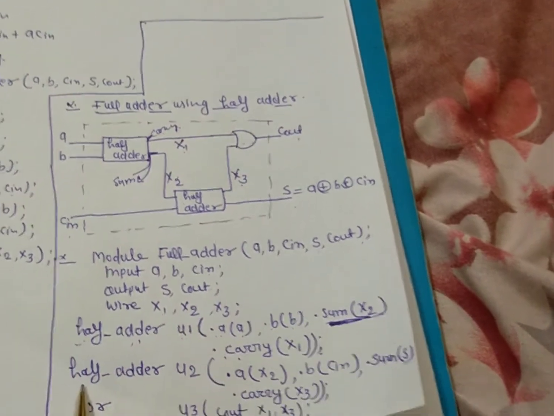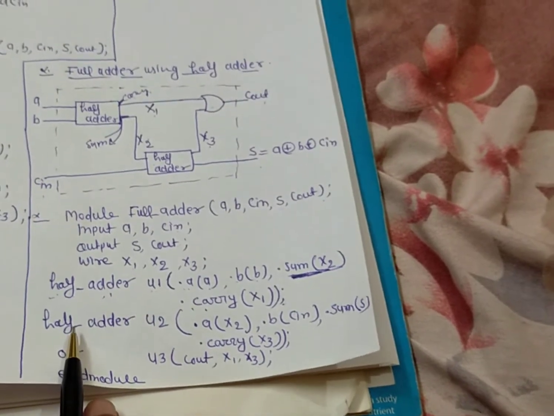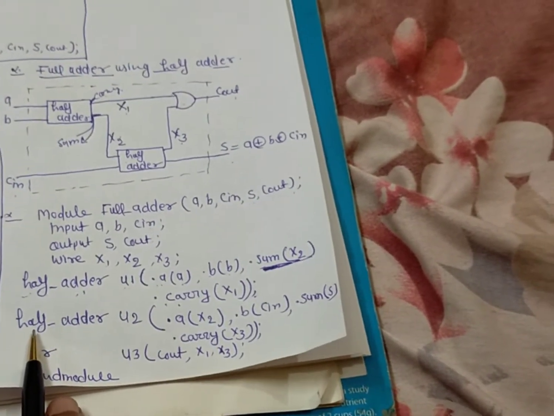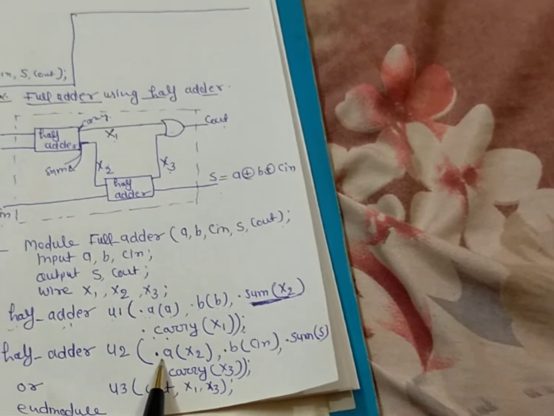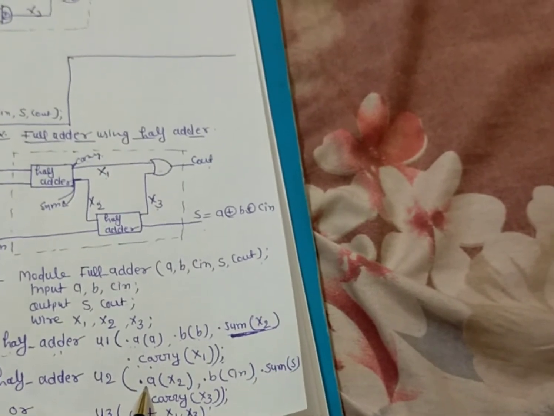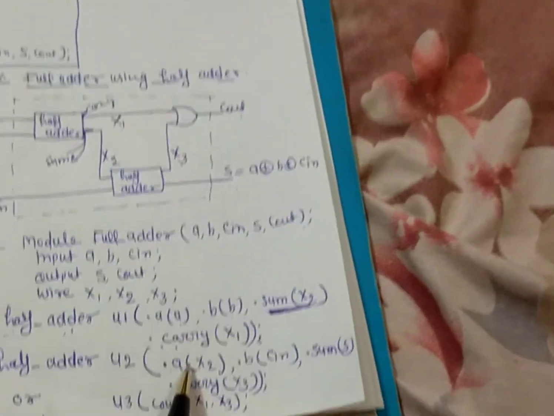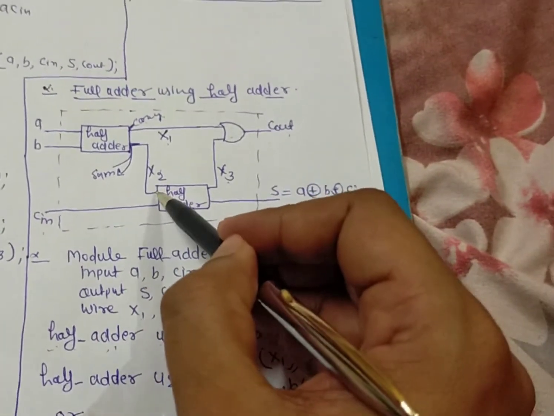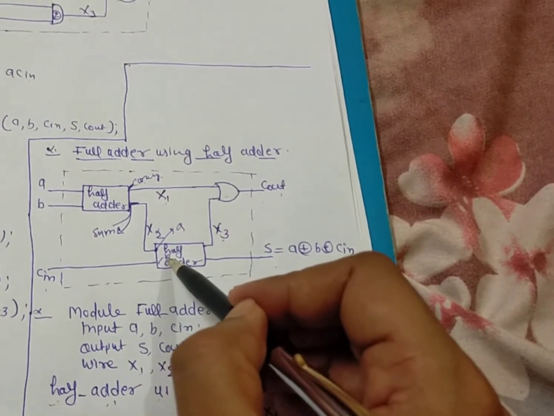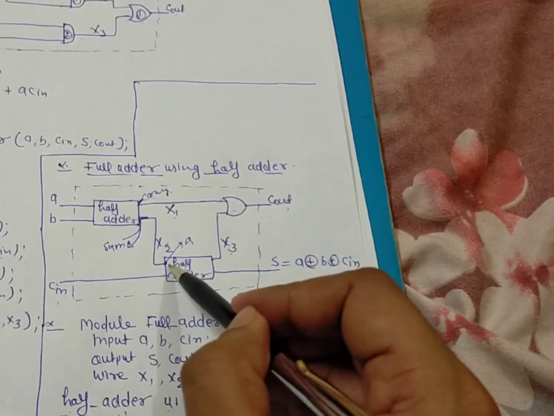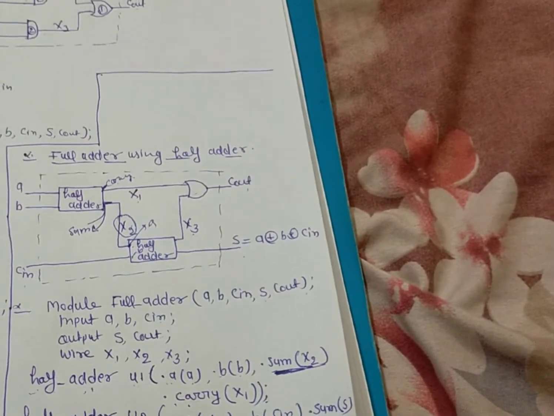Then call the second half adder, because in this full adder we need to use two half adders. So second half adder, half underscore adder, u2 is the random instance name. Then again dot a, this is the input of the half adder, and this input is connected to the wire x2. So coming to the figure, this is the second half adder, the first input of this half adder is a, and the second input is b. This input of the half adder is connected to the wire x2, so this is represented by dot a x2.